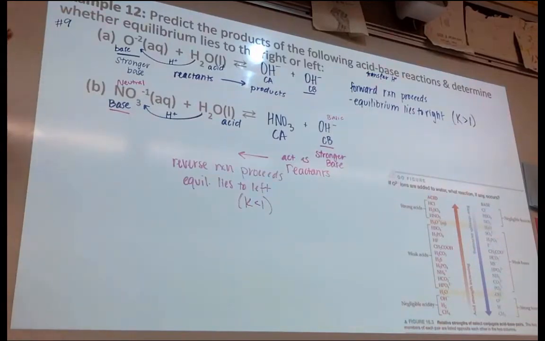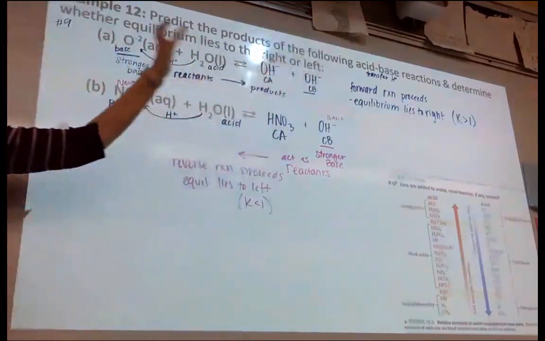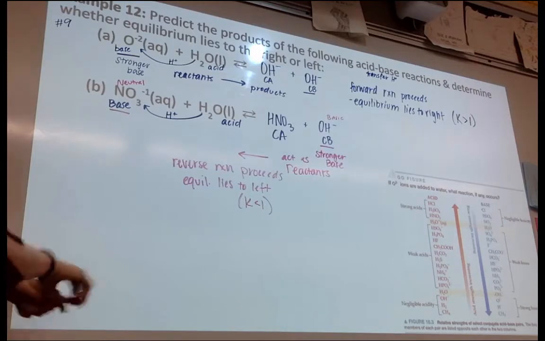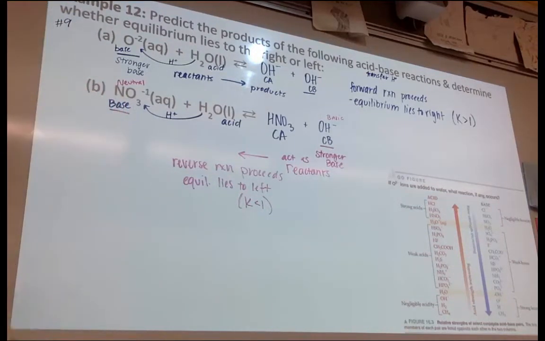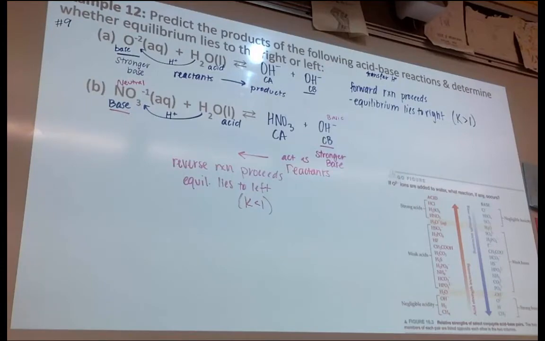And so again, this will help you with mastering. Number 9, you have to actually write the products and then predict which way equilibrium will lie. Any questions on this one? No? All right, so now we're going to shift to the math.